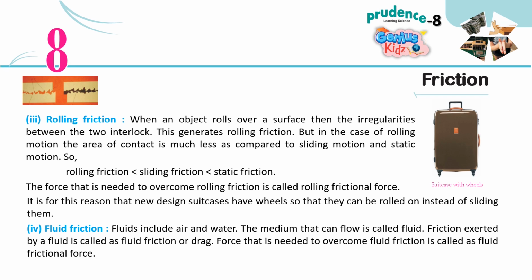It is for this reason that new design suitcases have wheels so that they can be rolled on instead of sliding them. 4. Fluid friction. Fluids include air and water. The medium that can flow is called fluid. Friction exerted by fluid is called fluid friction or drag. Force that is needed to overcome fluid friction is called fluid frictional force.